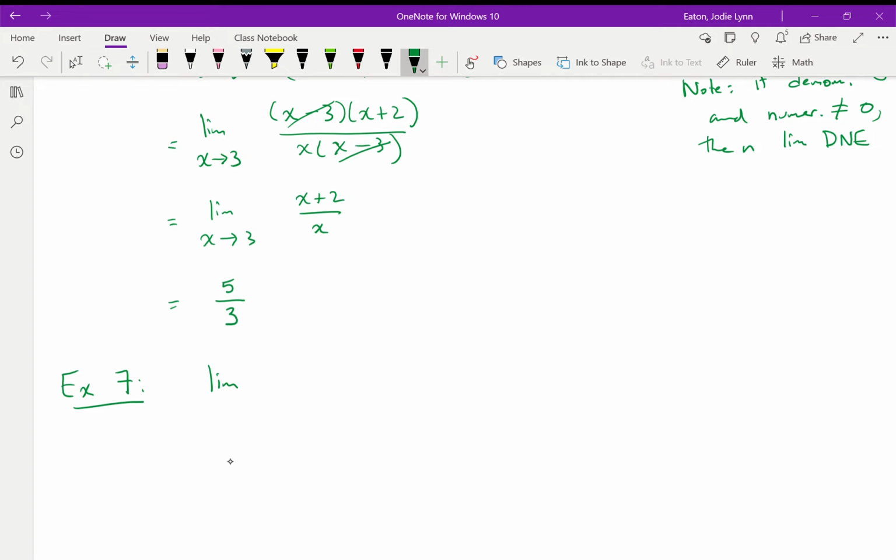So let's say we have the limit as x approaches 1 of 1 over x minus 4 plus 1/3 over x minus 1. Okay. Well, we can see that 1 minus 1 certainly equals 0. And then 1 over 1 minus 4 plus 1/3 is going to be 1 over negative 3 plus 1 over 3, which also equals 0. So we have an indeterminate.